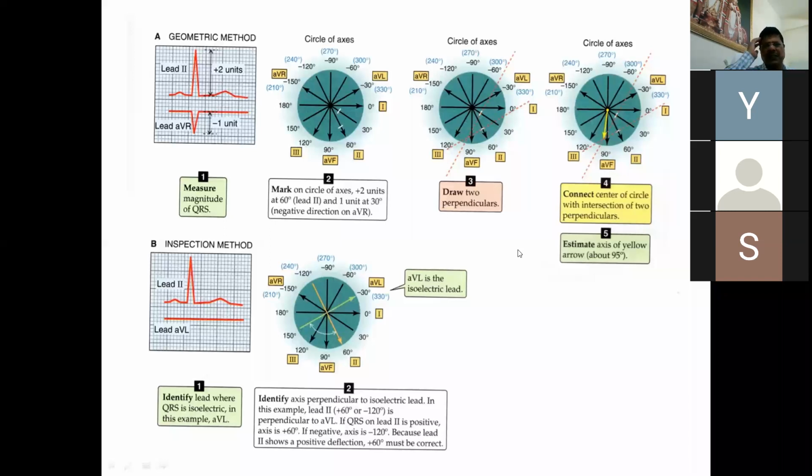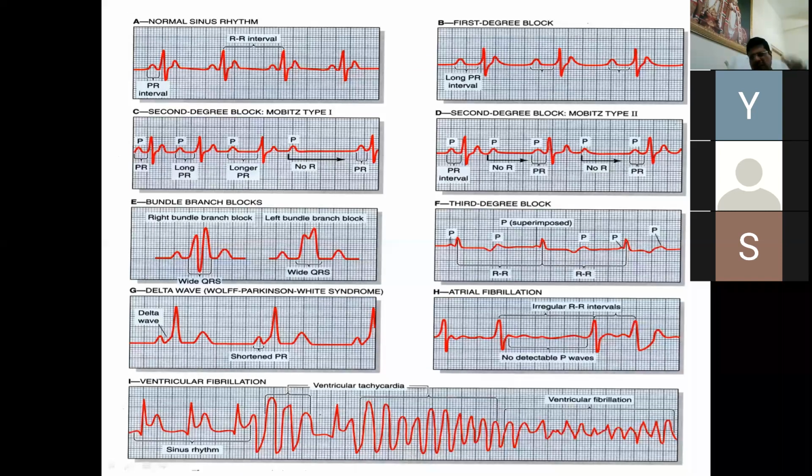This you may have to again go through. I'll put the recording. You may have to listen to it again. Trying to understand ECG in the class itself is very difficult. Trying to understand online, I think, is even more difficult. So you may have to listen to it repeatedly. I'll put the recording today.